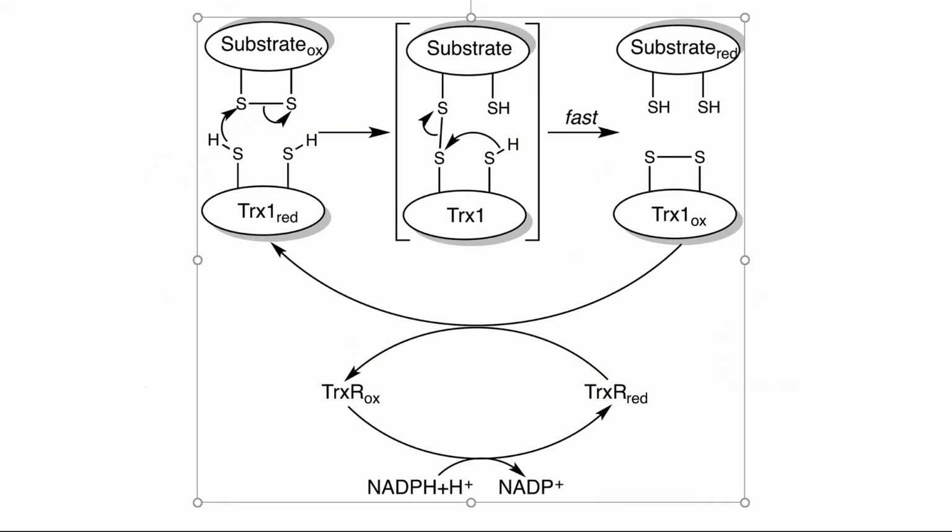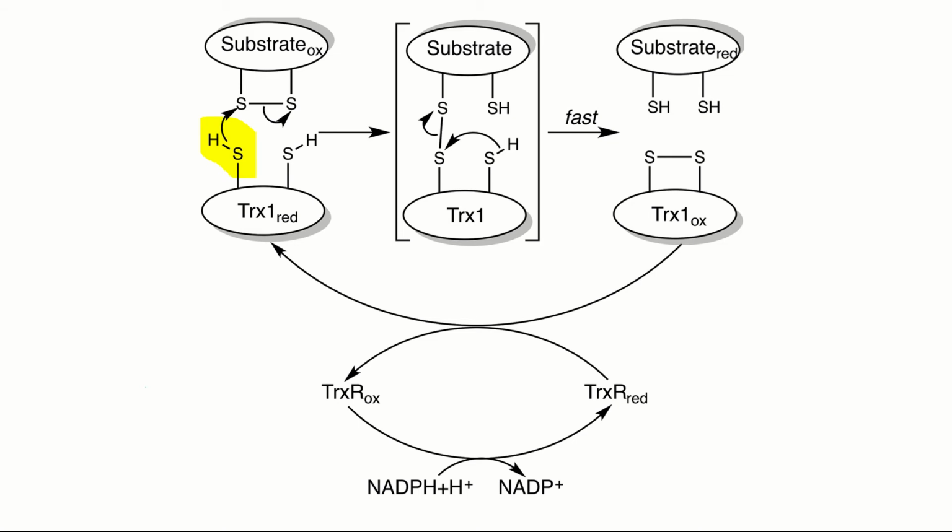So this is the reduction process of thioredoxin. As you can see, cysteine in thioredoxin attacks the disulfide bond of the substrate. Cysteine of the substrate gets reduced and the substrate and thioredoxin form a disulfide bridge. As soon as this happens, cysteine 35, another cysteine residue of thioredoxin, forms a disulfide bond with cysteine 32, transferring 2 electrons to the substrate, which is now in reduced form.